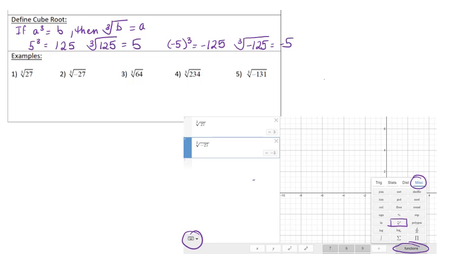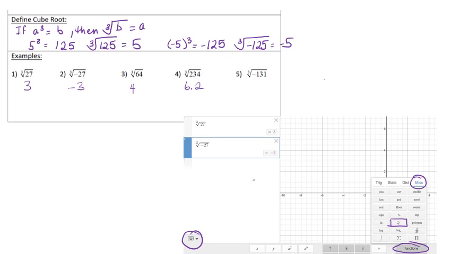So the cube root of 27 is 3. 3 to the third is 27. And the cube root of negative 27 is a negative 3. I would type these 3 questions into the calculator, making sure you know how to do it. The cube root of 64, 4 cubed is 64. And then 4 and 5, those don't have whole number solutions. So again, we're going to round. Again, we will talk about simplifying them.